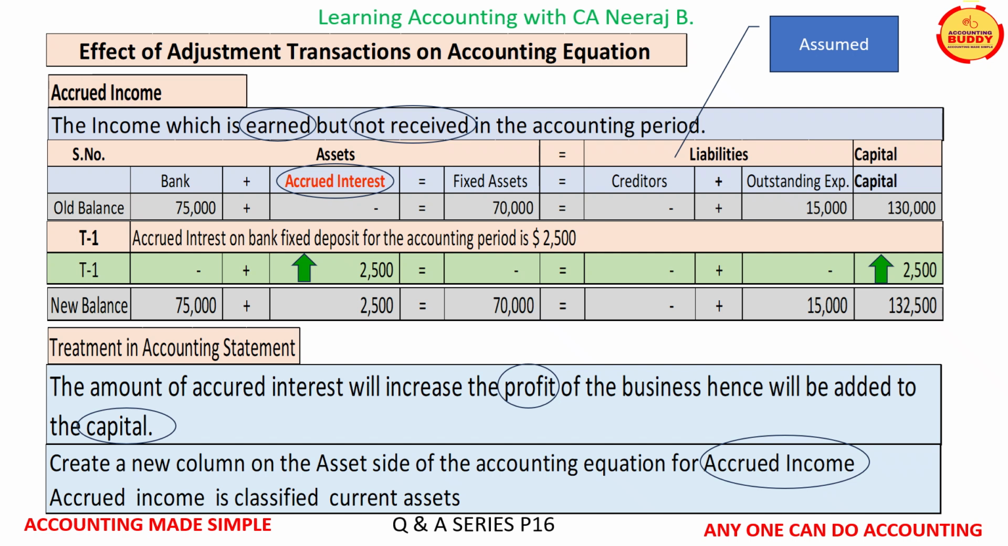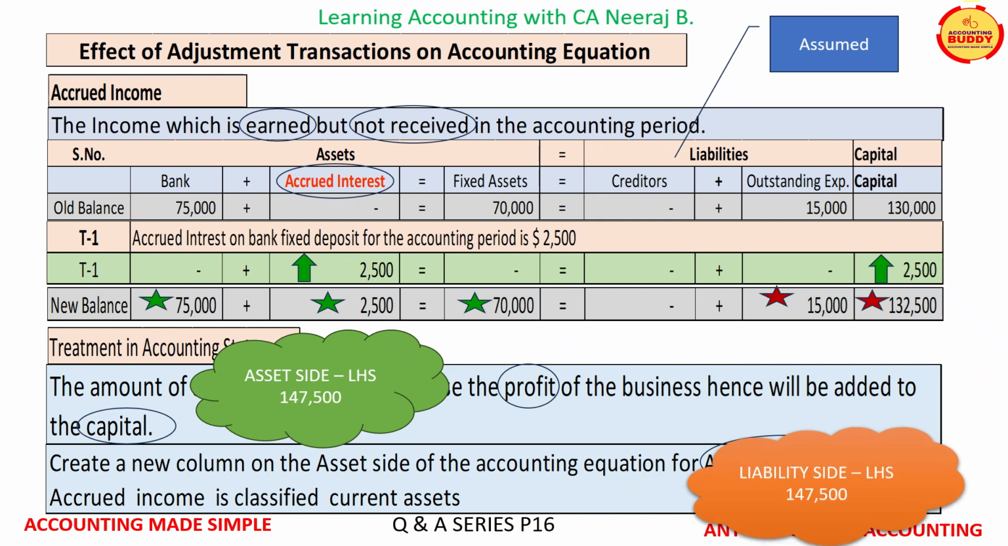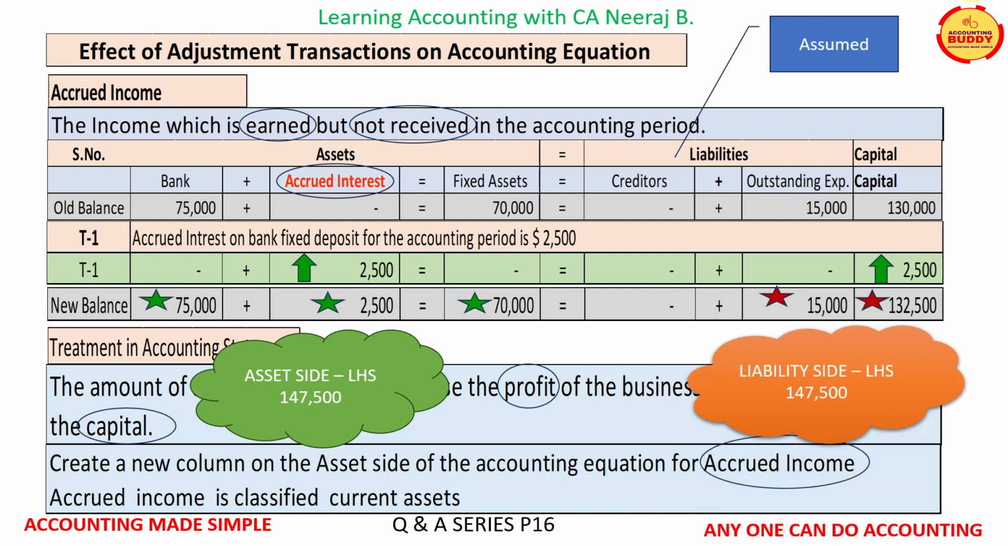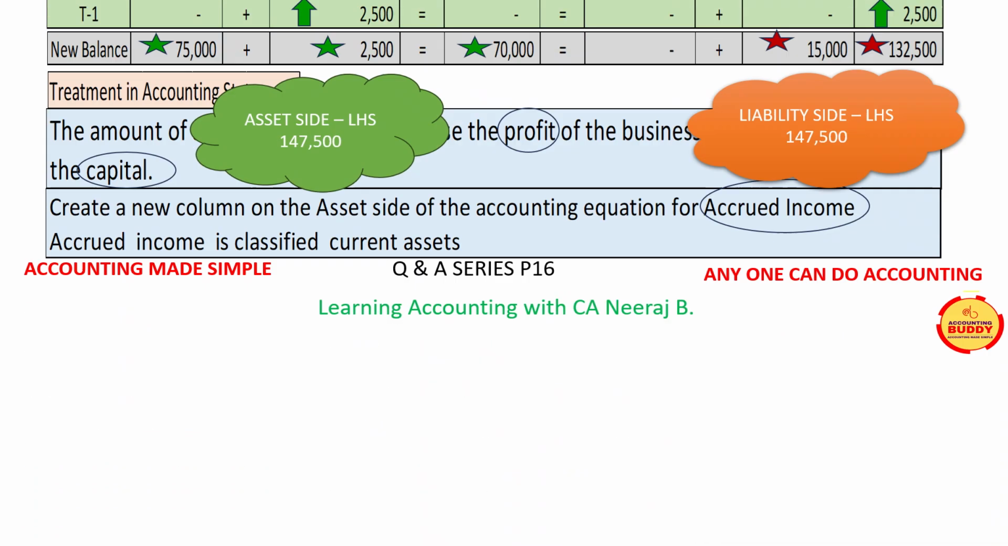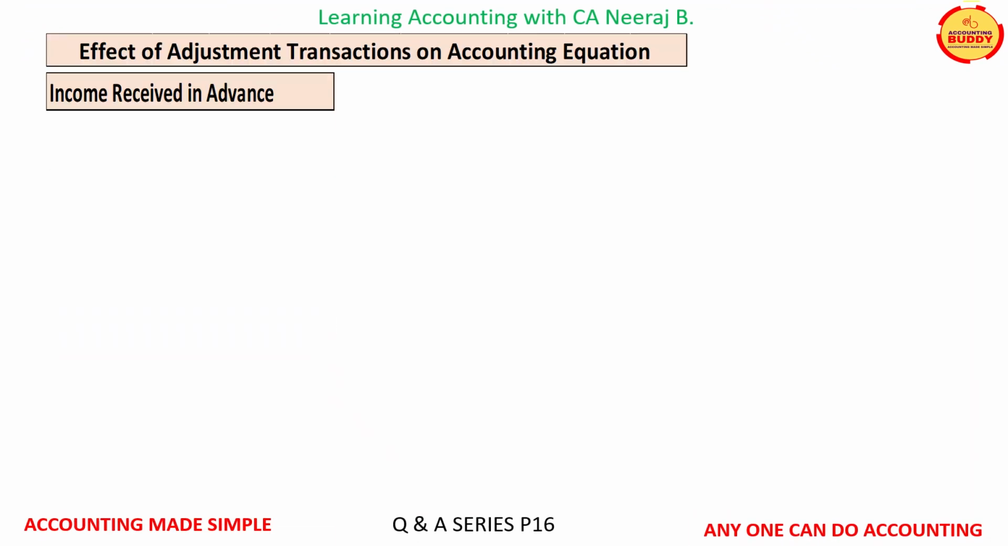Post this accrued income transaction, the new balance of the accounting equation will be 75,000 cash, 2,500 accrued income, 70,000 fixed assets, totaling $147,500 of total assets on the left hand side of the accounting equation, and on the right hand side we have $15,000 of liabilities and $132,500 of capital.